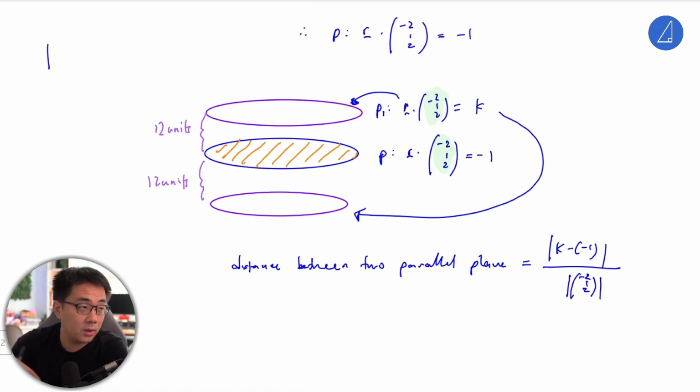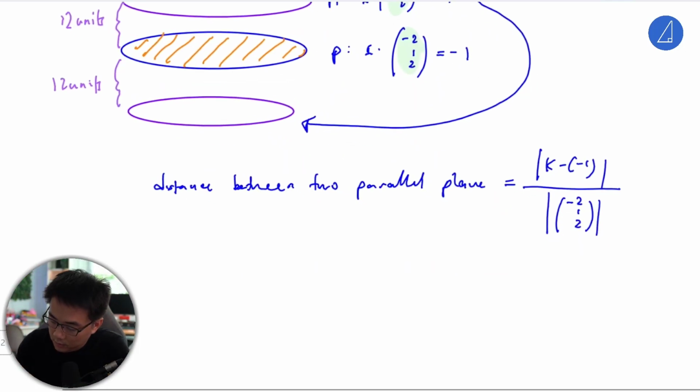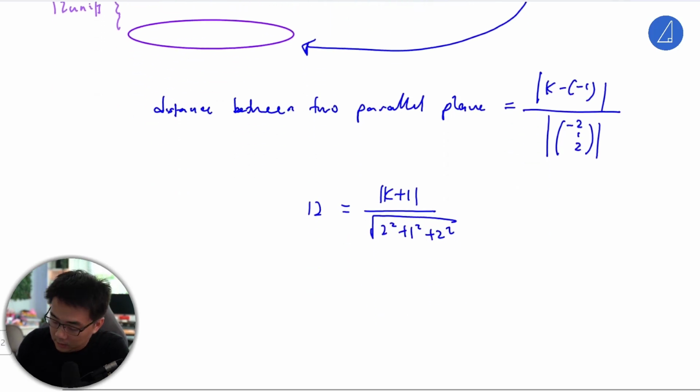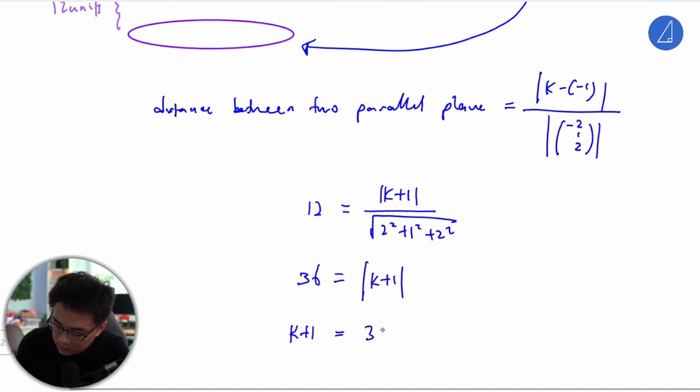You can just Google search how to find the perpendicular distance between two parallel planes. My video will likely come up. So you just put this as 12. Remember the mod now, okay? So this is square root of 9, so 3 times 3 is 36. So k plus 1 can be either 36 or negative 36. That will be k.